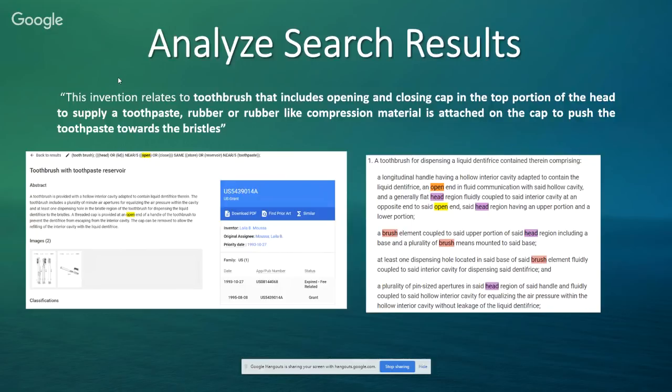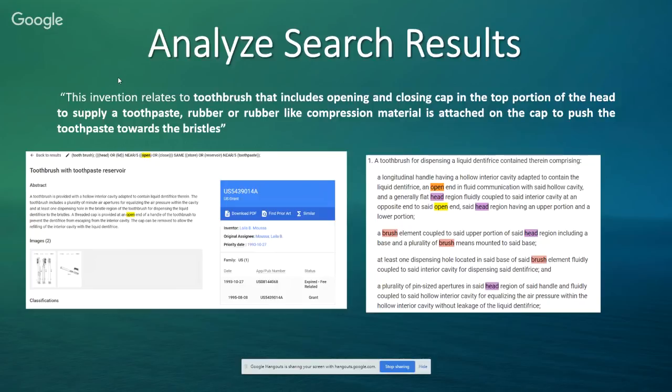See, we did not define exactly the head region. So we just mentioned the word head, and it could be either the upper portion or lower portion. That's why it has given us this head. A brush element coupled to said upper portion of the said head region, including a base and a plurality of brush elements. Okay, so I don't want to keep reading out the claim.